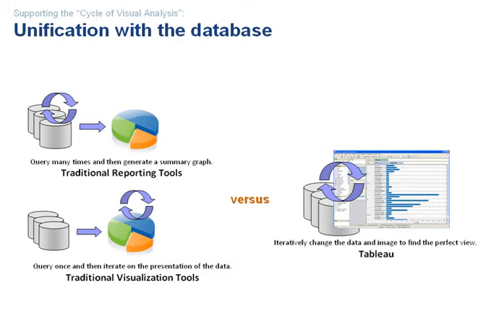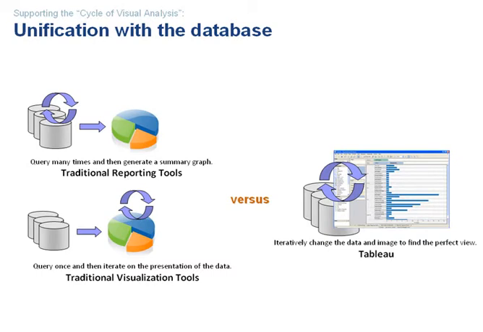The final point I have about supporting the cycle of analysis is unification with the database. A key aspect of reasoning with your data is easily changing the data you're looking at. If we look at the traditional model for reporting tools or visualization tools, they're really one of two models. Reporting tools have tended to say, query the database a whole bunch of times, use a pivot table or a text table, do your query and analysis, and then when you're done, create your view. Well, this really takes the view out of the Q&A loop and makes it simply a presentation tool rather than an analysis tool. And yet we know visualization is extremely powerful and effective for the cycle of analysis.